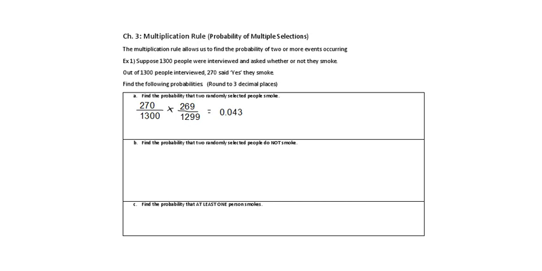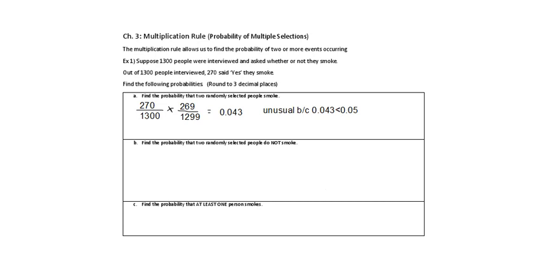And just as an extra note, this is unusual because 0.043 is less than 0.05. We'll just mention that. Okay, now part B is asking about people who do not smoke.